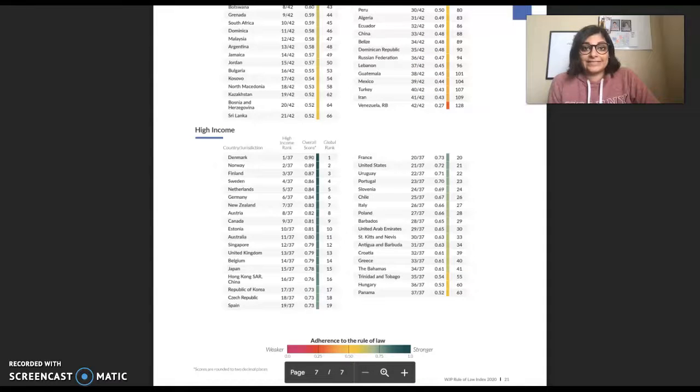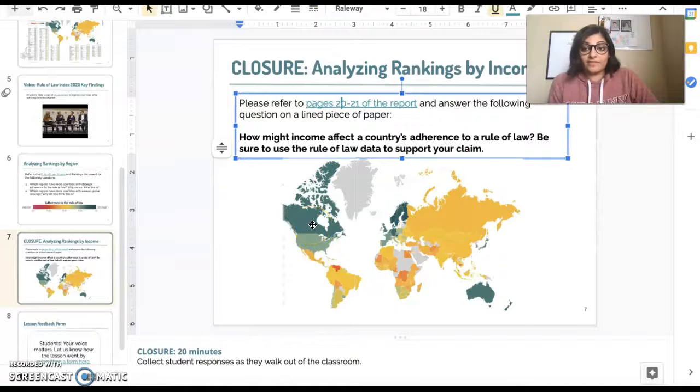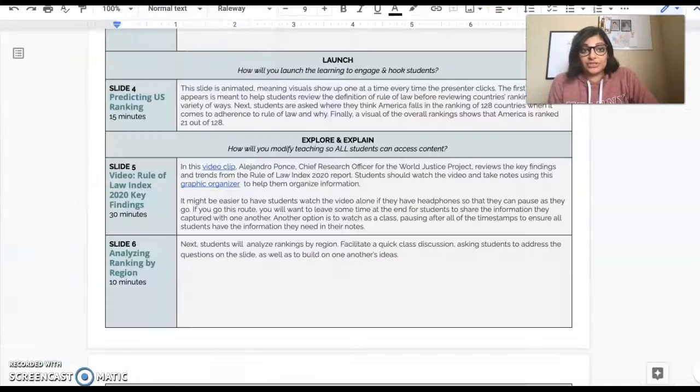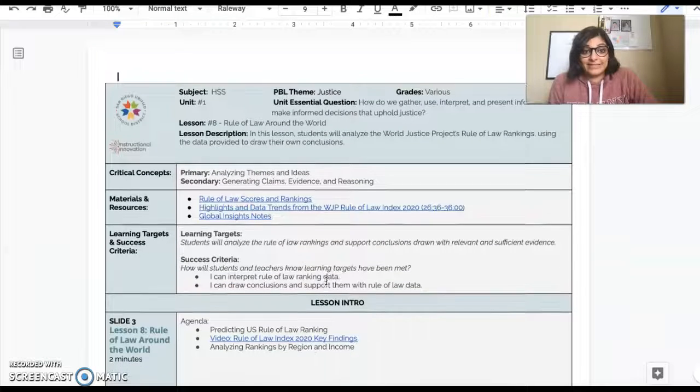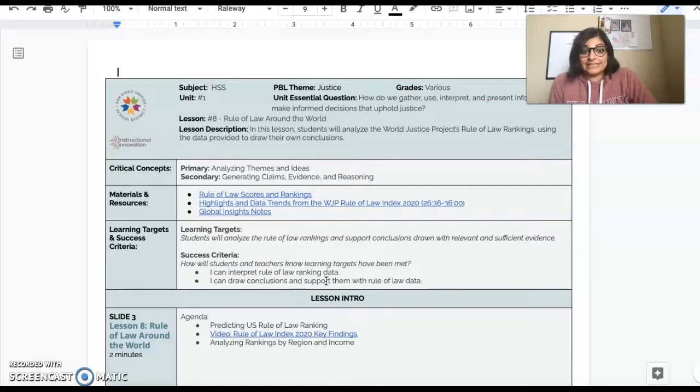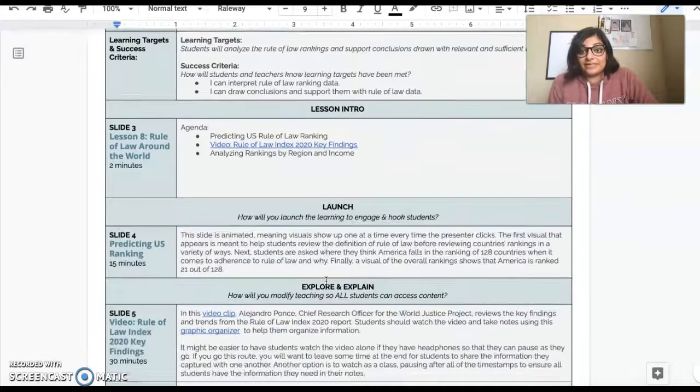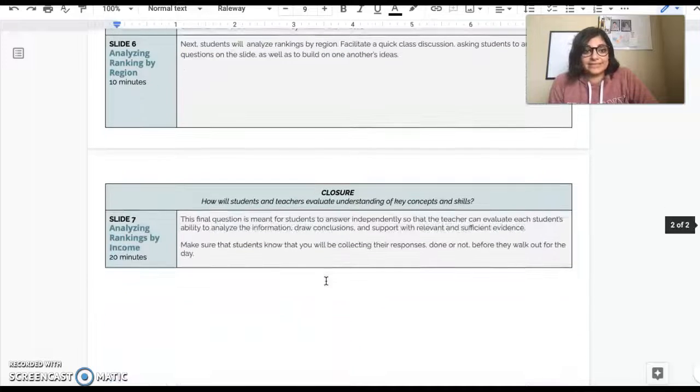So really asking the students to apply all of the modeling of the thinking, the group thinking, now to their own independent thinking. And this will just be great data for you in terms of what the students were able to take away from the lesson and where they are in the skill of analyzing ideas and themes and then generating the claims, evidence, and reasoning to support that analysis.